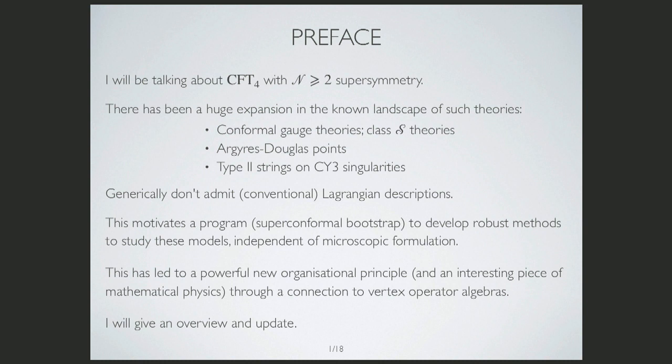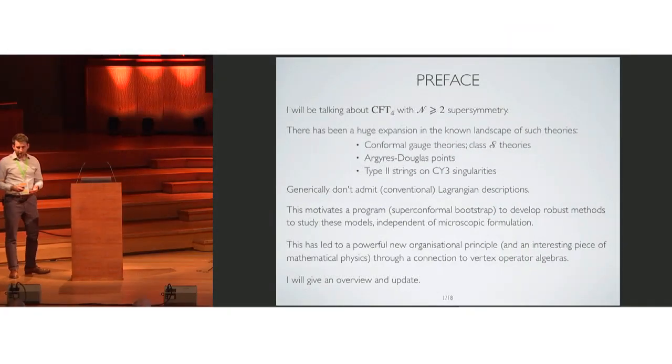I'm going to be talking about conformal field theories in 4 dimensions with N at least equal to 2 supersymmetry. This is an area where there's been a huge expansion in the landscape of such theories, at least that we're aware of, over, I don't know, over my career in physics.